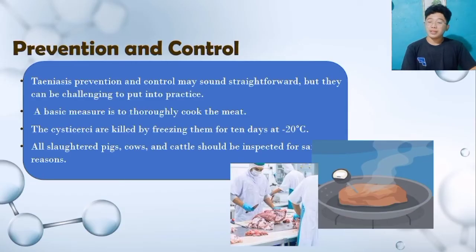Prevention and control. Taeniasis prevention and control may sound straightforward, but they can be challenging to put into practice. A basic measure is to thoroughly cook the meat. The cysticerci are killed by freezing them for 10 days at negative 20 degrees Celsius. All slaughtered pigs, cows, and cattle should be inspected.